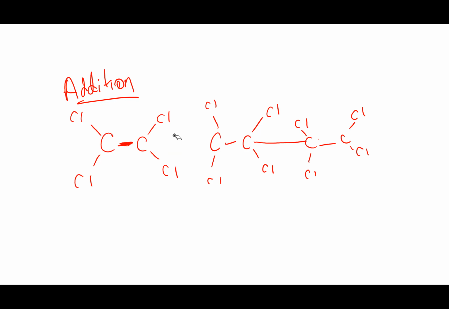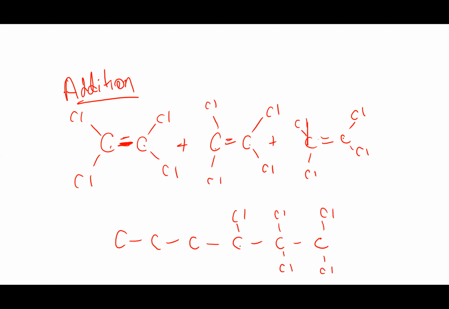if I went back to these polymers here, if I added these chemicals together, I would end up just getting a straight carbon chain of 1, 2, 3, 4, 5, 6 carbons. And each one has 2 Cls. They've all added together. This is addition polymerization. The double bond breaks, joins onto the other molecule, and this is what you get.